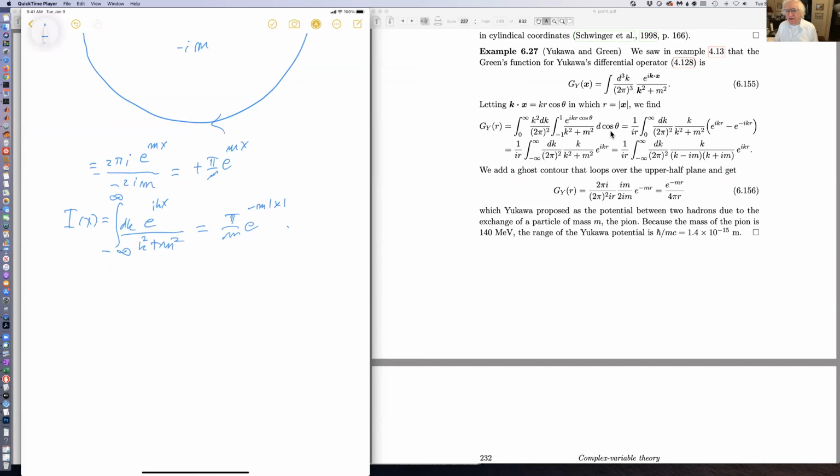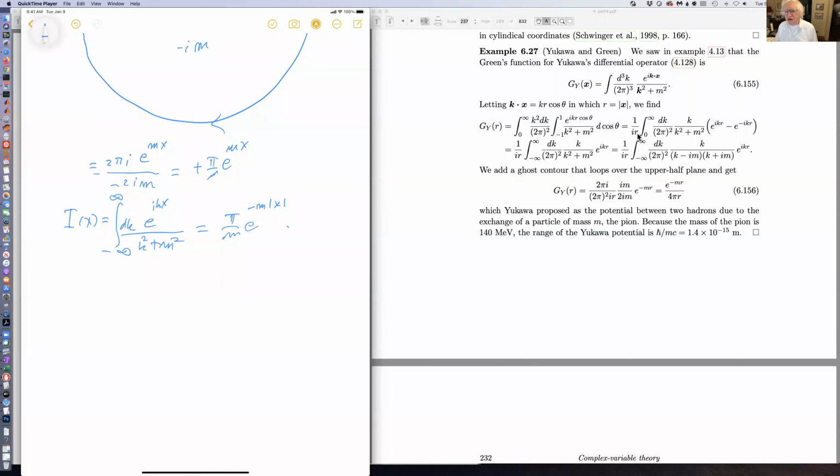And so we have this d cosine theta here. Well, cosine theta is just a variable. You can call it q or something. So we have e to the ikrq dq, and that just means that we have to divide by ikr. So that, and then we have e to the ikr minus e to the minus ikr.